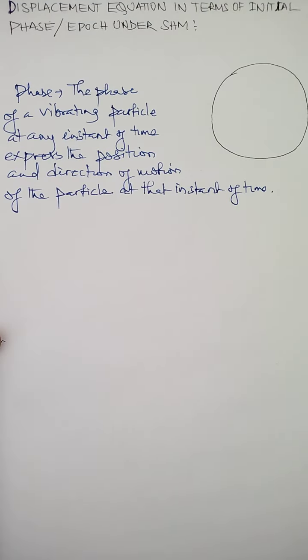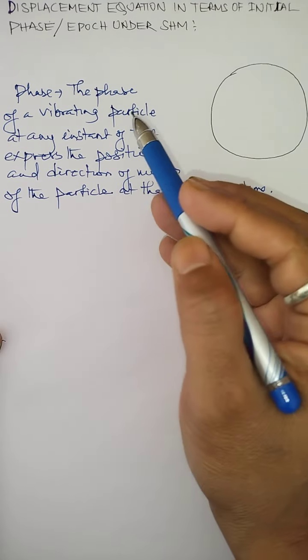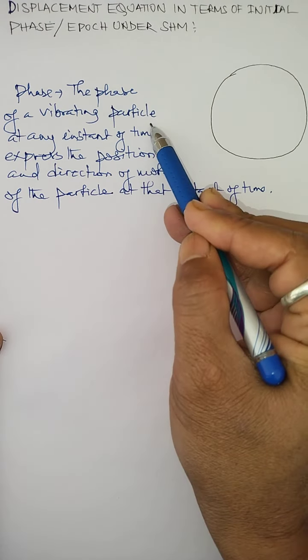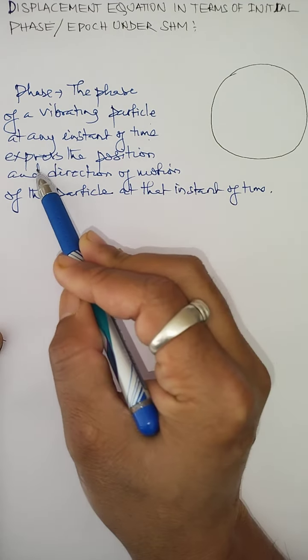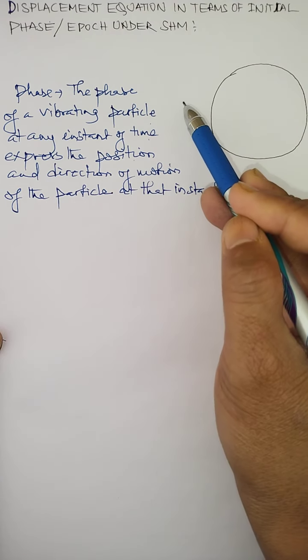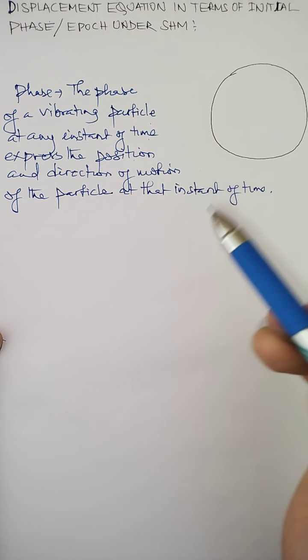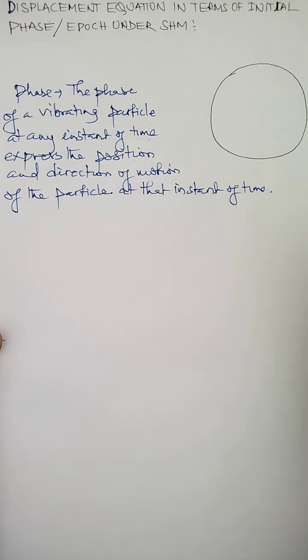Which means phase of a particle can be defined as: the phase of a vibrating particle at any instant of time expresses the position of that particle and even the direction of motion of the particle at that instant of time. So phase indicates the position of the particle and it also indicates the direction of motion of the particle. So this is the term that we define as phase.